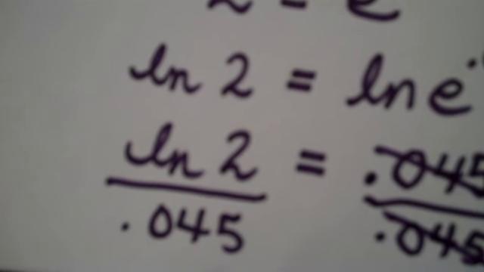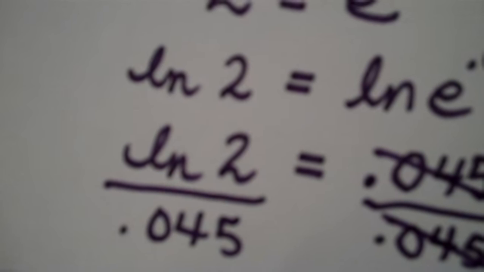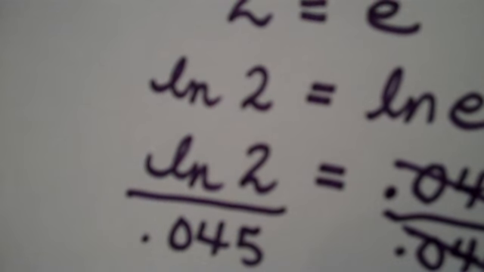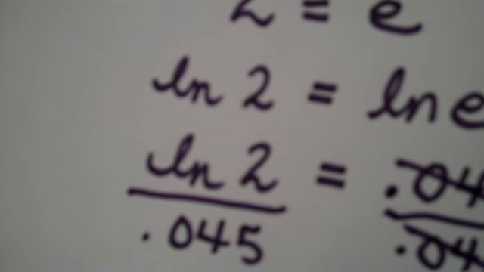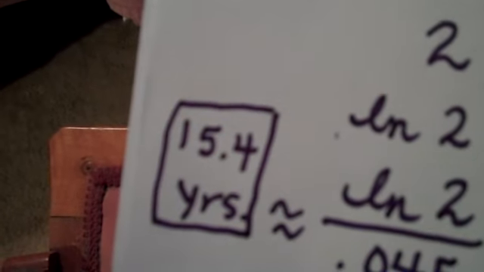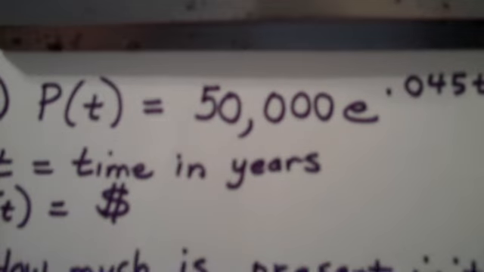Okay, I'm taking the natural log of 2 and dividing it by 0.045, and that works out approximately to 15.4. So I'm going to say approximately 15.4 years. That's how long it would take our money to double if we had it invested in the way that this formula implies. Okay?